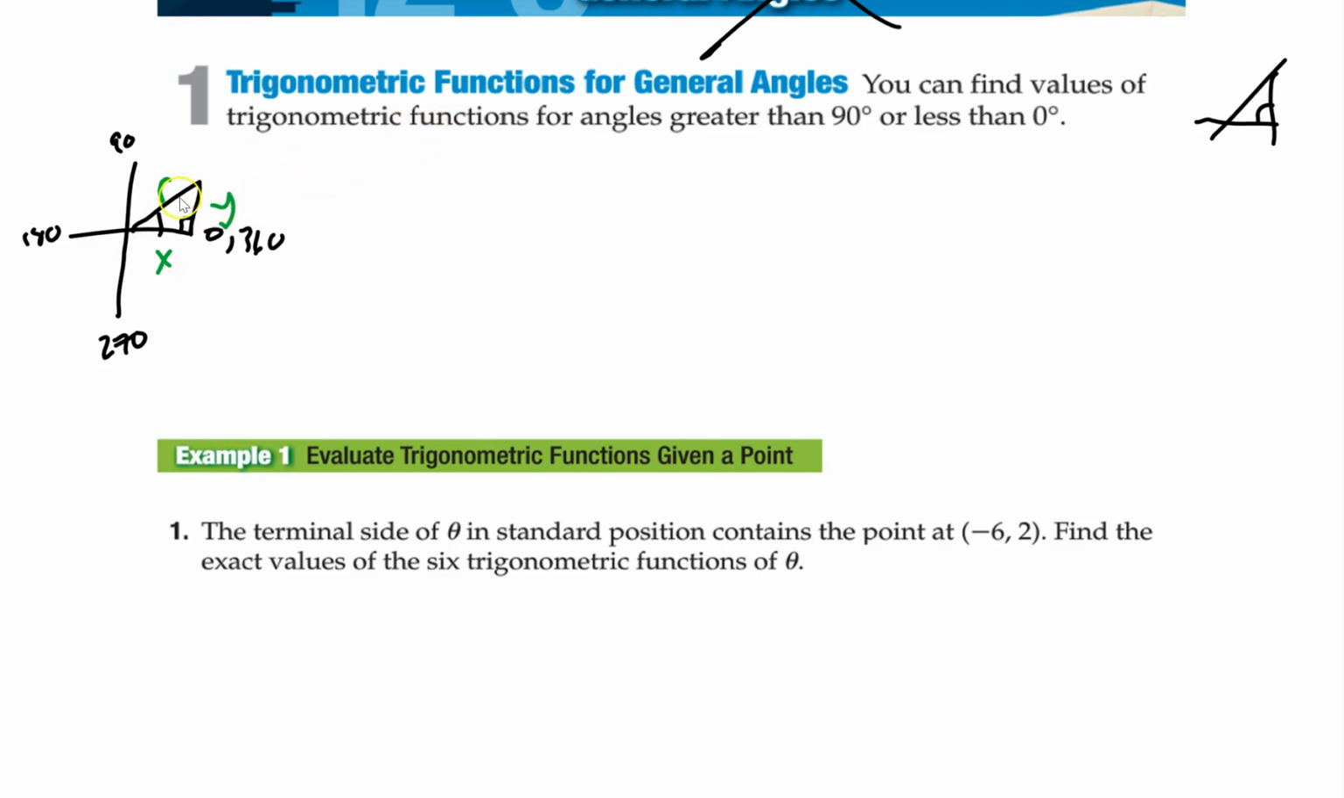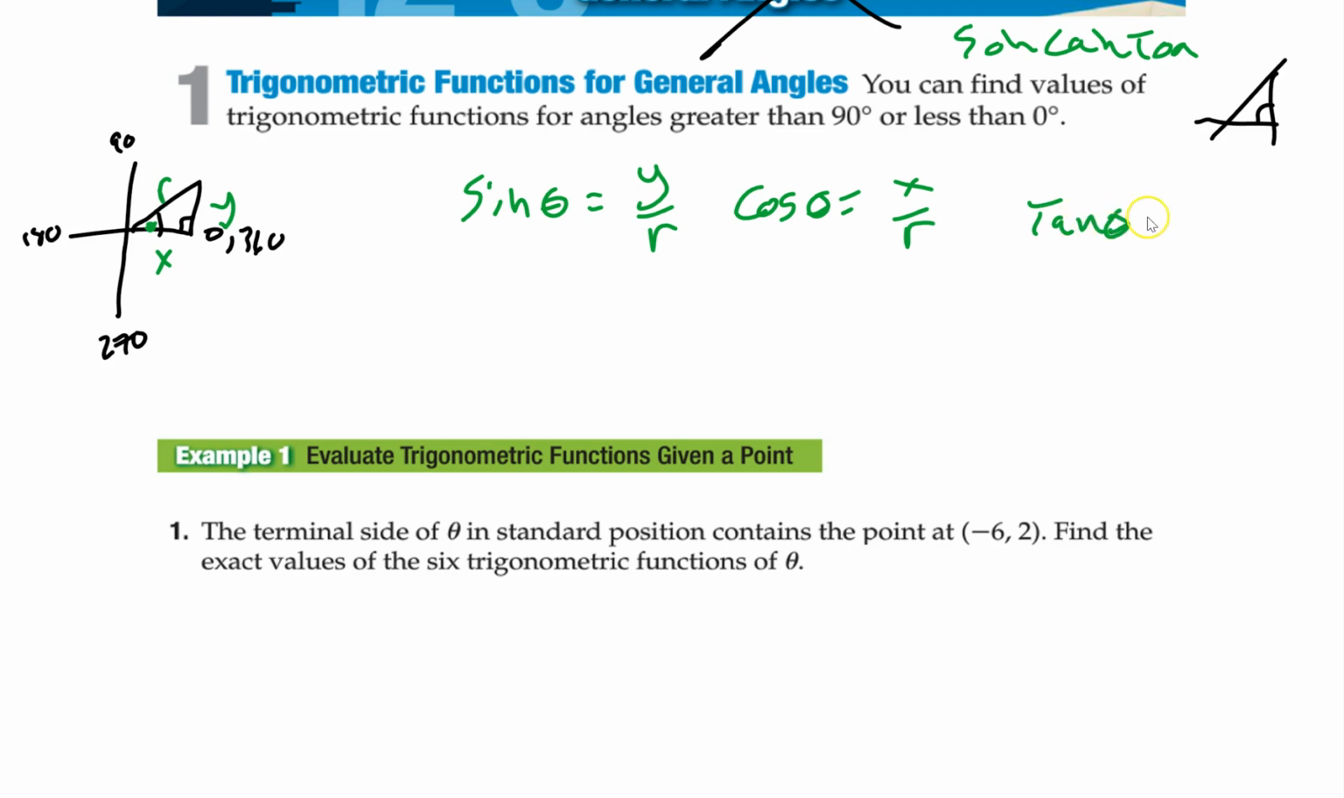So if I want to find sine of theta, it's opposite over hypotenuse, SOHCAHTOA. Nothing changes. Good old SOHCAHTOA is still here to help us. Sine is opposite over hypotenuse, so it'll be y over r. Cosine will be adjacent over hypotenuse, so x over r. So cosine theta is x over r. And then tan of theta is opposite over adjacent, y over x.